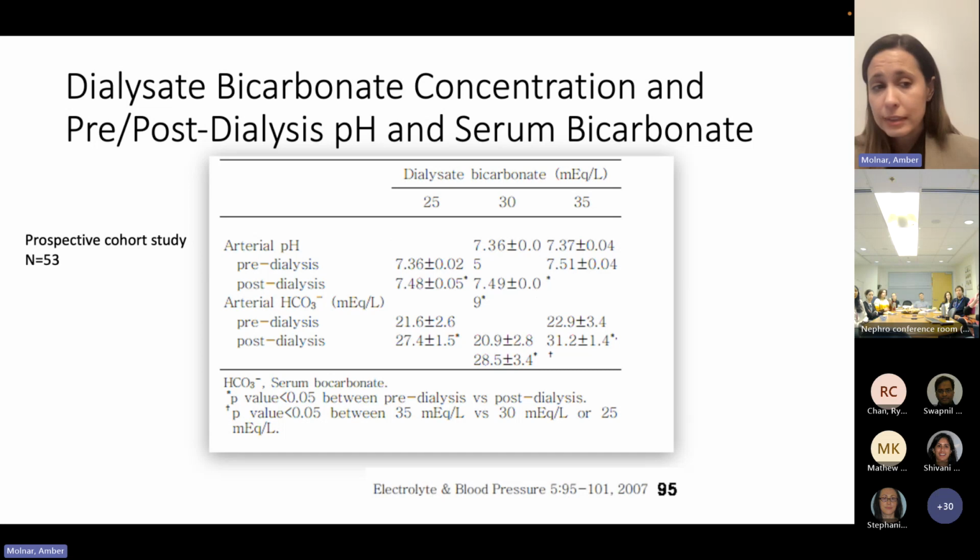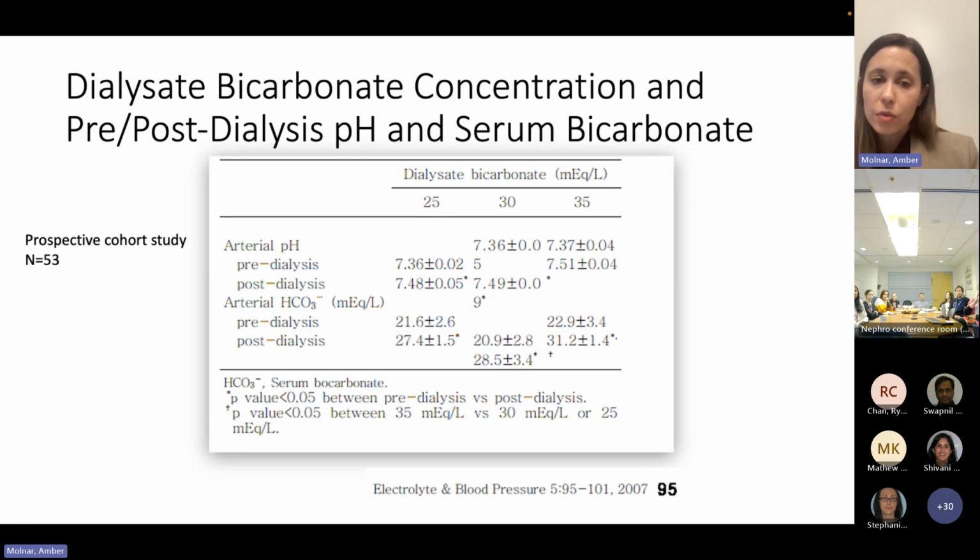Again, this has also been looked at in a prospective cohort study. This included Japanese dialysis patients, 53 patients included. They tend to use lower dialysate bicarbonate concentrations in Japan. Here they compared 25, 30, and 35 millimoles per liter.